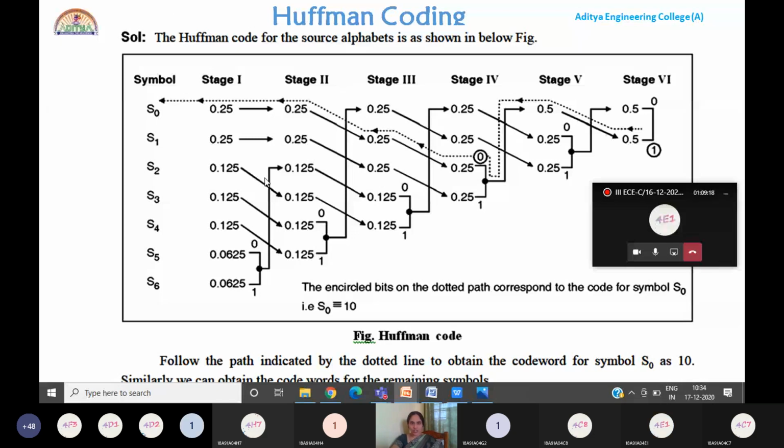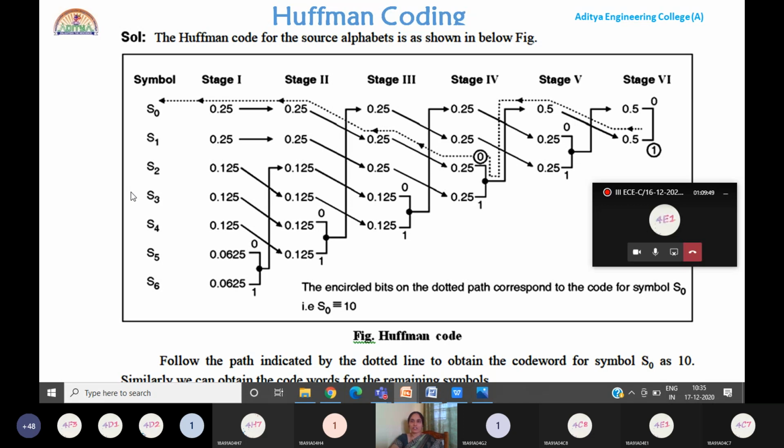So what is S2? Here you have no change. Here the change came. Next you have 0.125 assigned with 1. So it is moved here. Next it is moved here. So 0. Next it is moved to 0. 0, 0, 1. Actually, if you follow the path of S2, you will get 100 as the code word, but you have to represent it in the reverse direction. So 001 is the code word for S2.